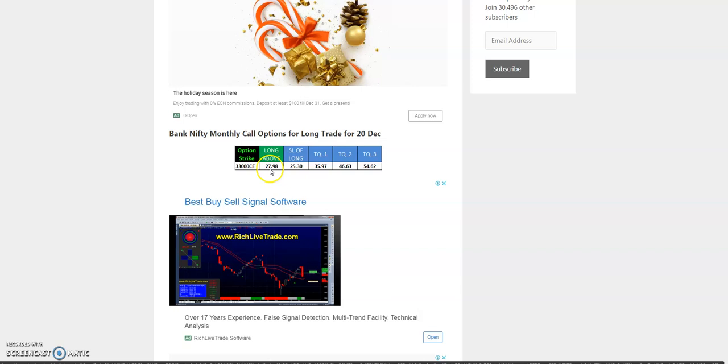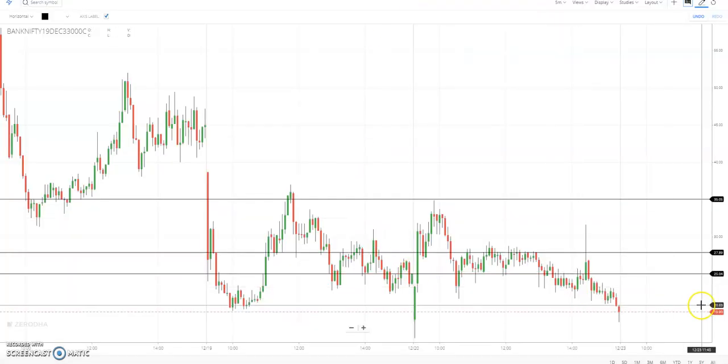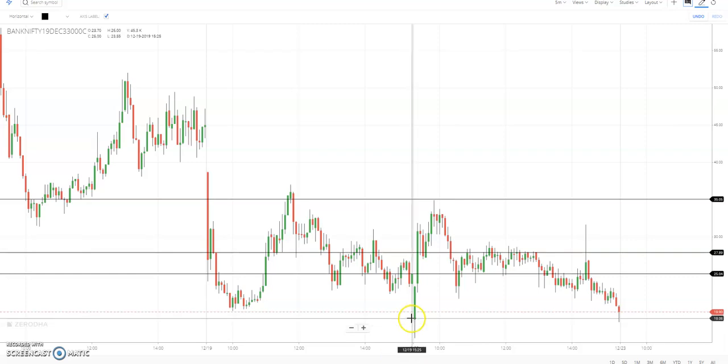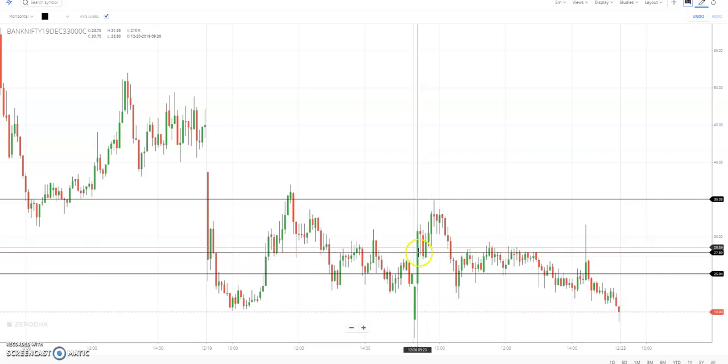Now let's take this example, the 3300 call option. I'll open the chart of the 3300 call option. We have to go long above 28, stop loss is 25. So I've drawn these lines. This is 28, the market opened here. I wait for a 5 minute candle to close above that level. So this candle closed above 28, the closing is around 30. So now I put my buy order around 28, which got filled on this candle.